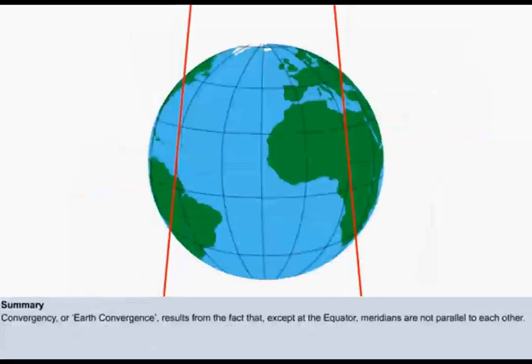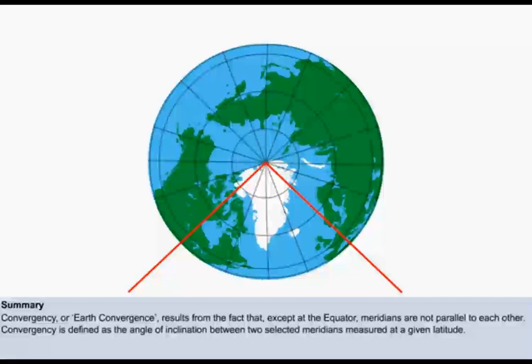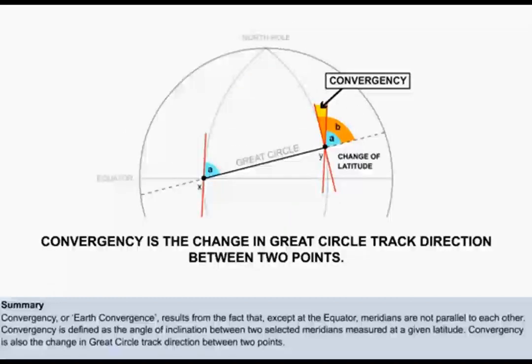Let's summarize what we've covered. Convergency, or Earth convergence, results from the fact that, except at the equator, meridians are not parallel to each other. Convergency is defined as the angle of inclination between two selected meridians measured at a given latitude. Convergency is also the change in great circle track direction between 2 points.